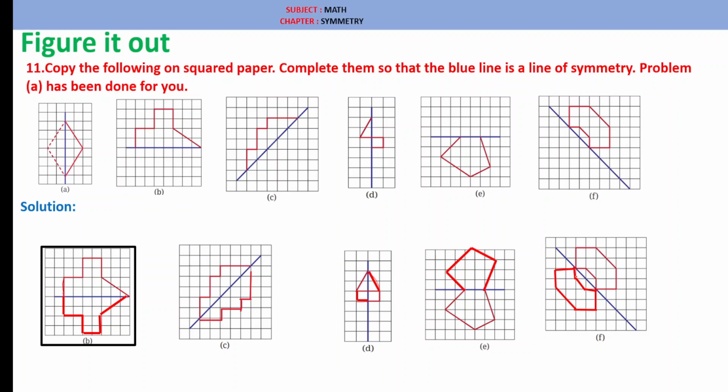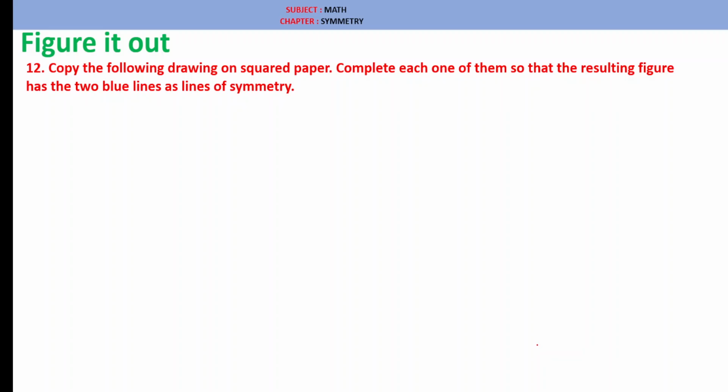Now for figure F, go horizontally here, come down, then diagonally down, then horizontally, then go up as shown in the figure. So now you have completed all of them. Question number 12.